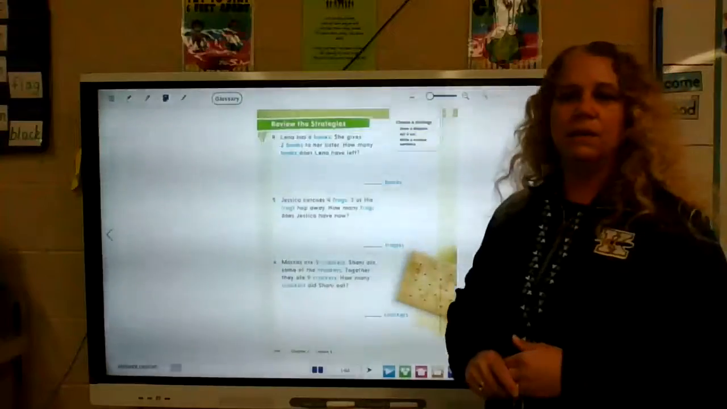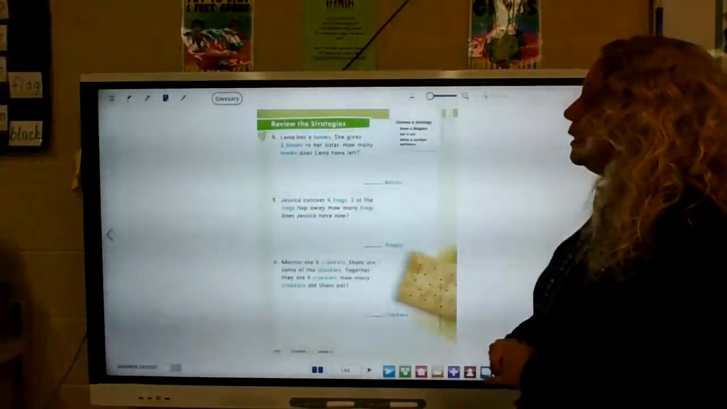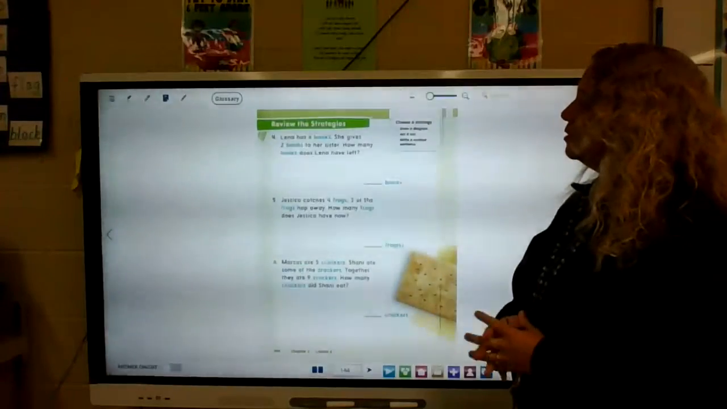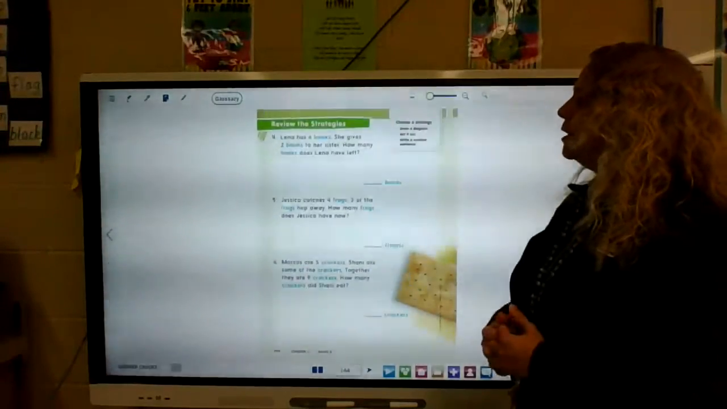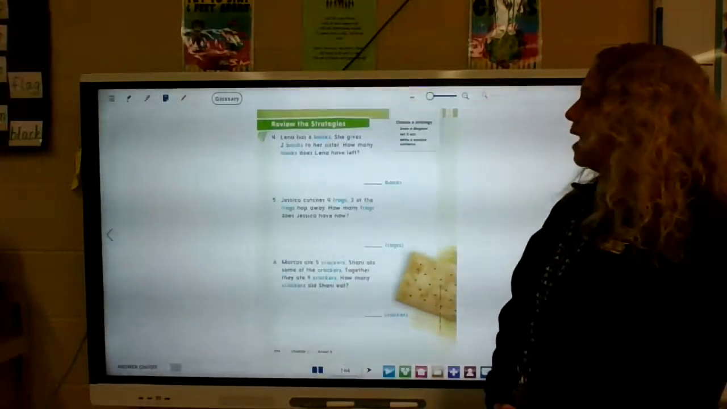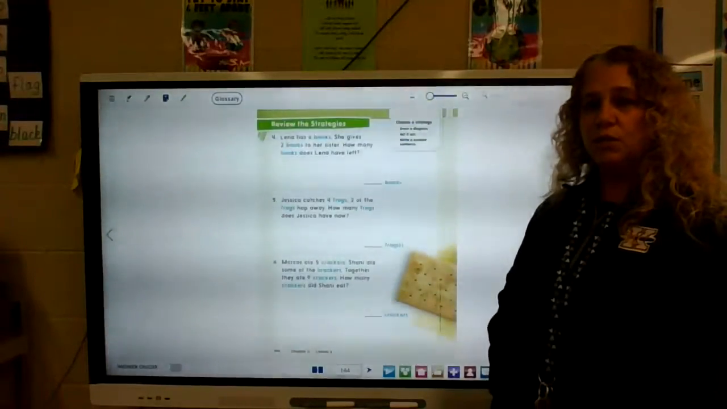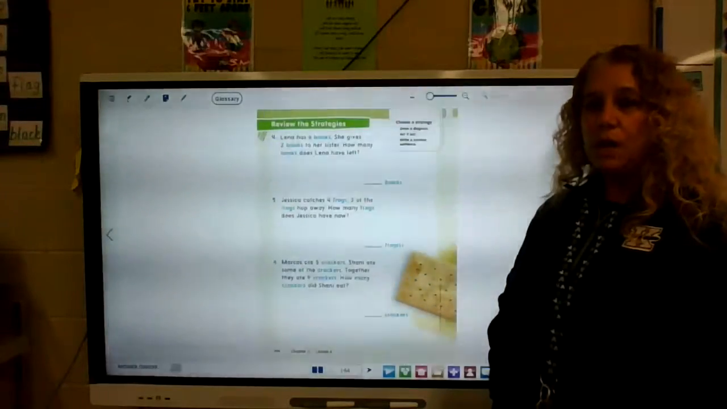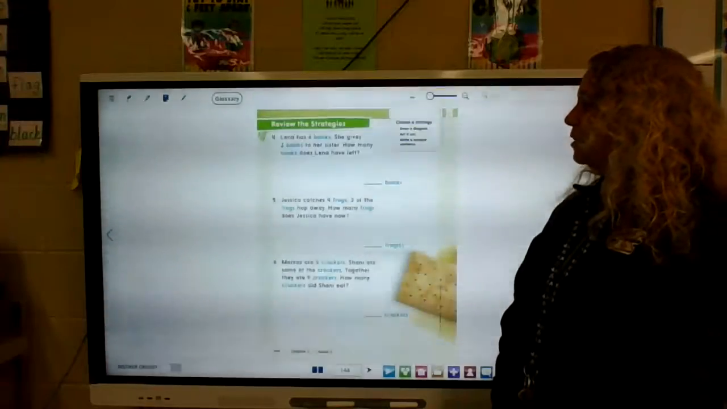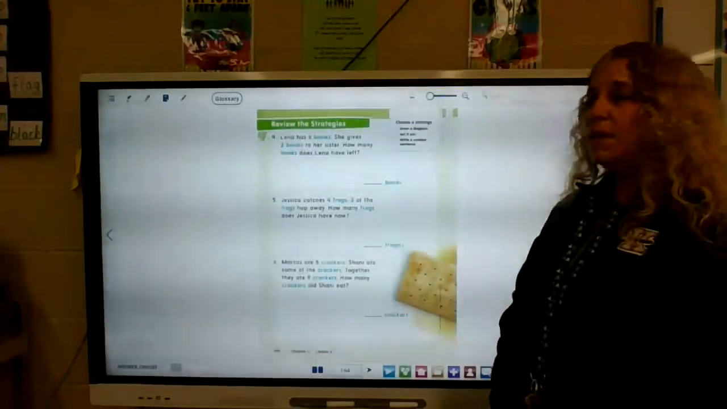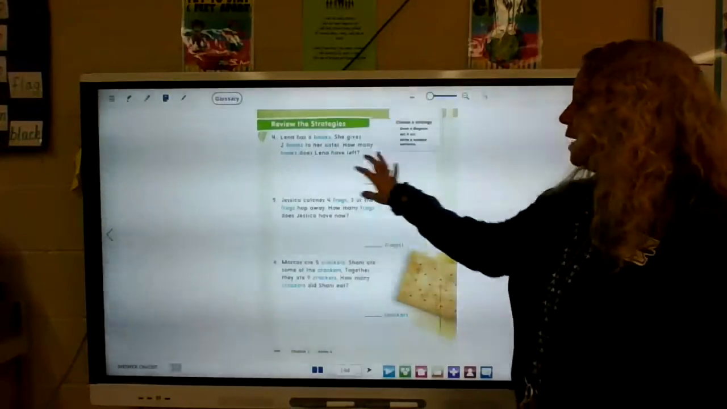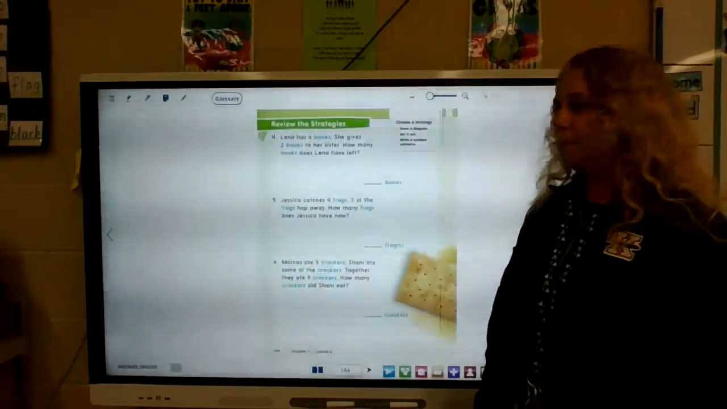So I'll read this one and then you try to solve it. Lena has 6 books. She gives 2 books to her sister. How many books does Lena have left? So she has 6 books and she gives 2 to her sister. That's what we know. You need to find out how many books Lena has left. Okay, pause me and use one of your ways to figure out the answer. Write it down and unpause me.